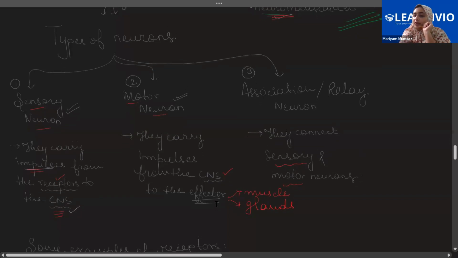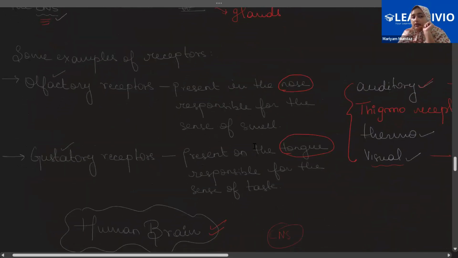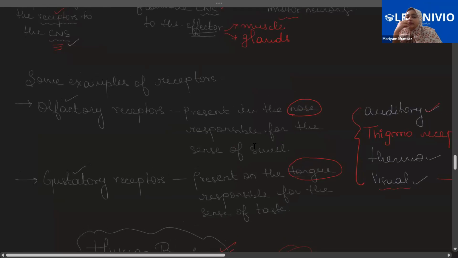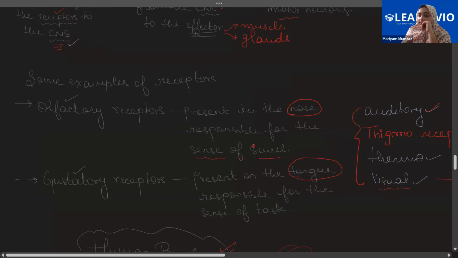So the types of neurons are clear to everyone? Yes. All right. Very good. Now moving forward, let us see. We are talking about receptors a lot, so let us see what are some examples of receptors. The most common type of receptor is the olfactory receptor. This receptor is responsible for olfaction. Now what is olfaction? It is the sense of smell, and they are located in our nose.